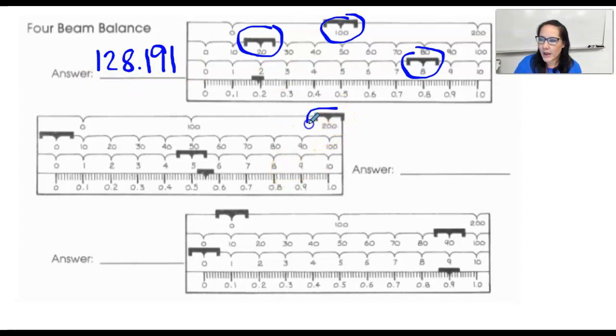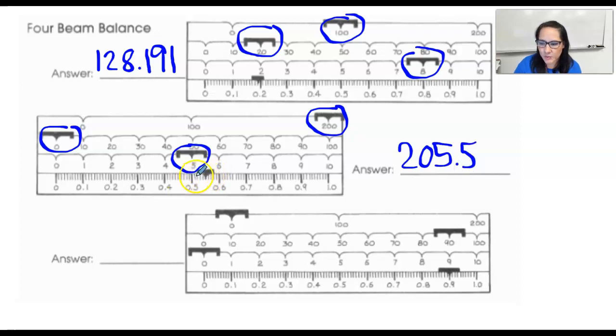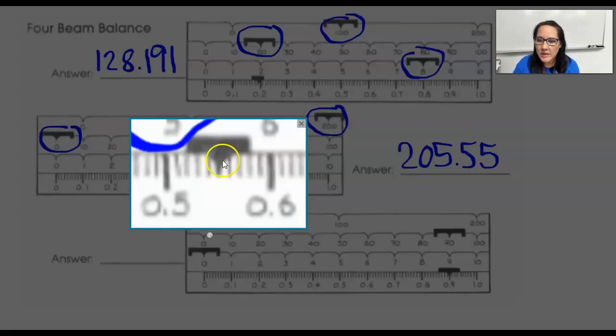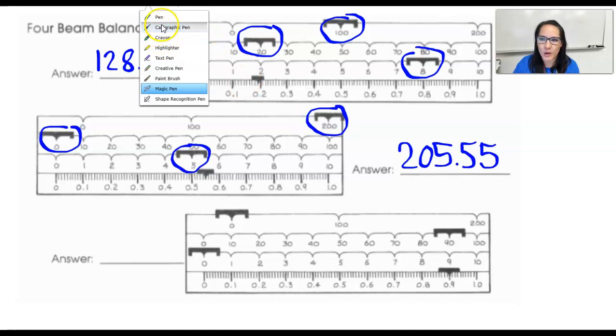If I look here, we have 200 plus 0 plus 5. So that's going to be 205. Point. And here I know that it's past the 0.5 but before the 0.6, so 0.5. And now it's in the very center, so this is 0.51, 0.52, 0.53, 0.54, 0.55. And now I simply need to estimate one more digit. If you look closely, you'll see that it is right on the line. And when it's right on the line, we just need to add a 0.